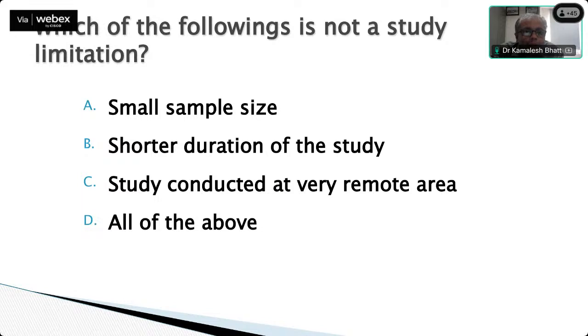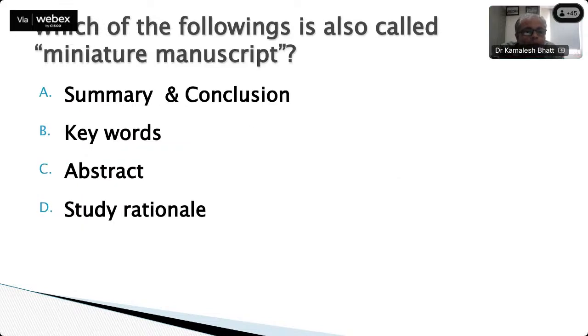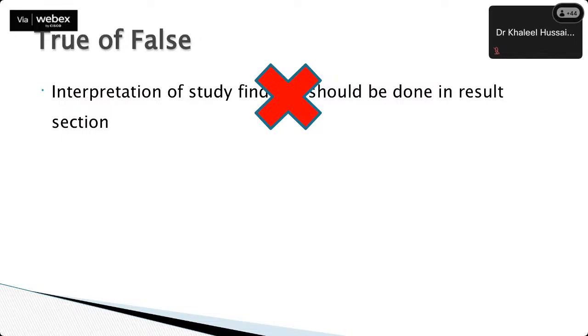Okay. Now, which of the following is also called the miniature manuscript? Abstract. Very good. Abstract is called the miniature manuscript. Yes, abstract. And you have already got the answer. So there is some problem from my side.